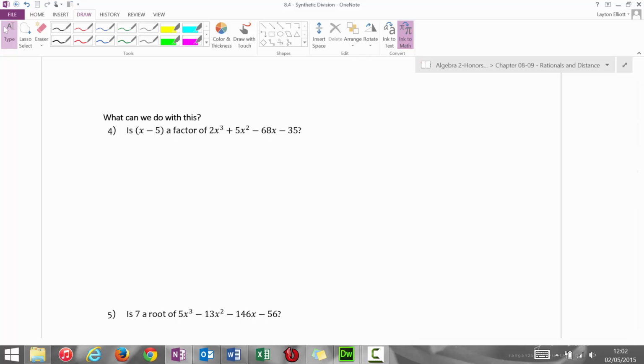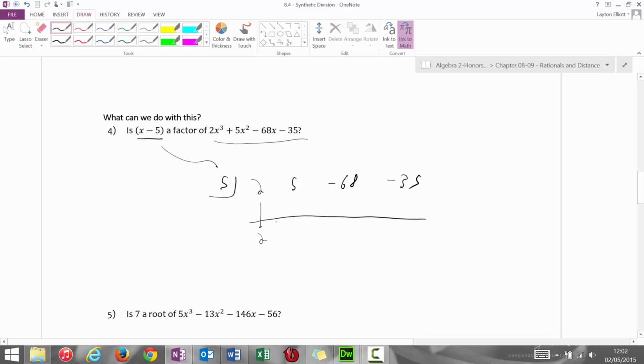So, what can we do with this? We can answer some questions like, is x minus 5 a factor of this? And I can do that quickly without doing long division. 2, 5, negative 68, and negative 35, and put a positive 5 into the pocket, and do this synthetic division. 2 times 5 is 10, plus 5 is 15, 5 times 15 is 75, minus 68 is 7, 7 times 5 is positive 35, and I get a remainder 0.